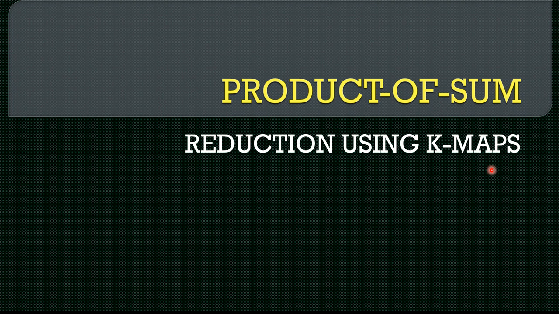Hello everyone. In this video, we are going to discuss product of sum reduction using K-maps. In previous videos, we saw the reduction of Boolean expressions using K-maps based on sum of products, that is SOP. Now, from here onwards, you are going to see what product of sum is, how to identify the max terms, and how to draw the K-maps and label the variables for the K-maps in this video.